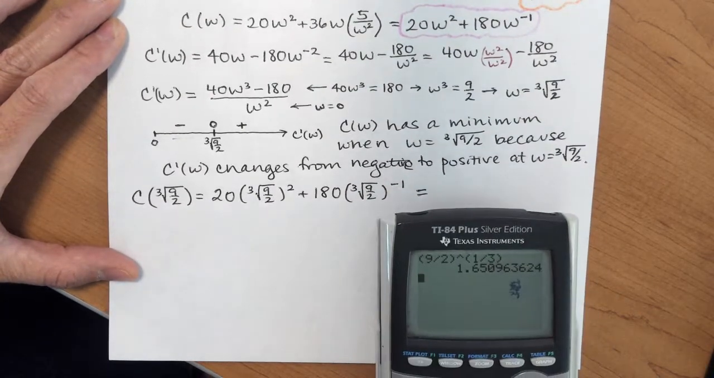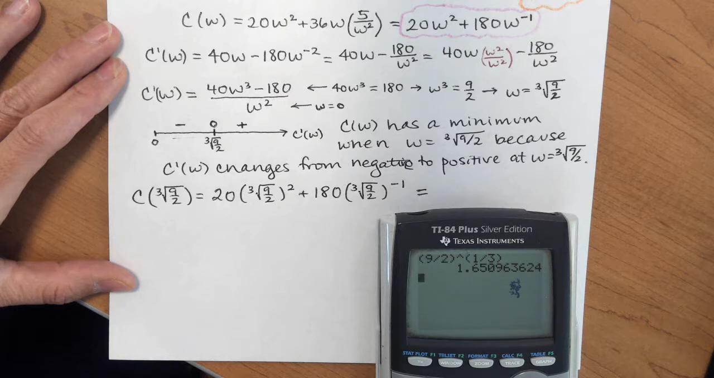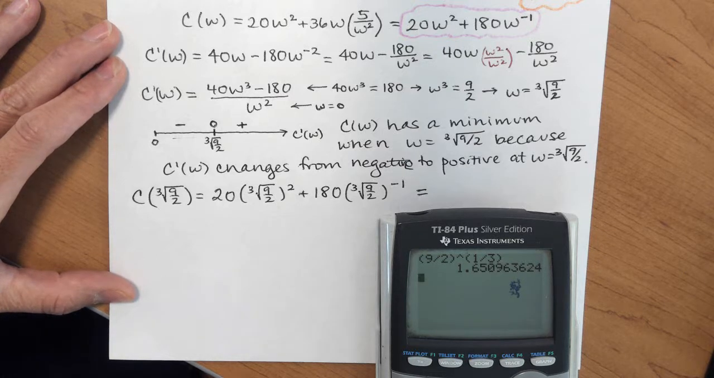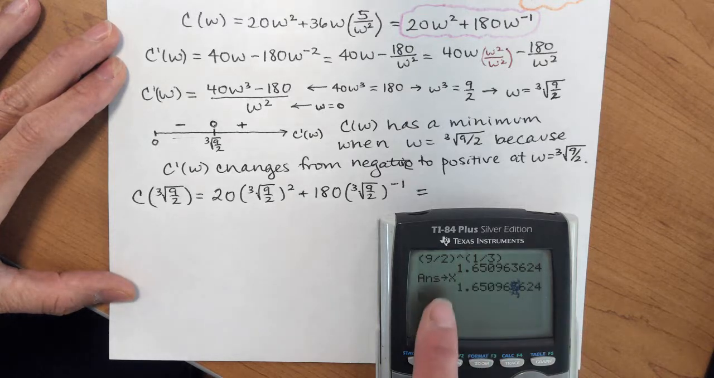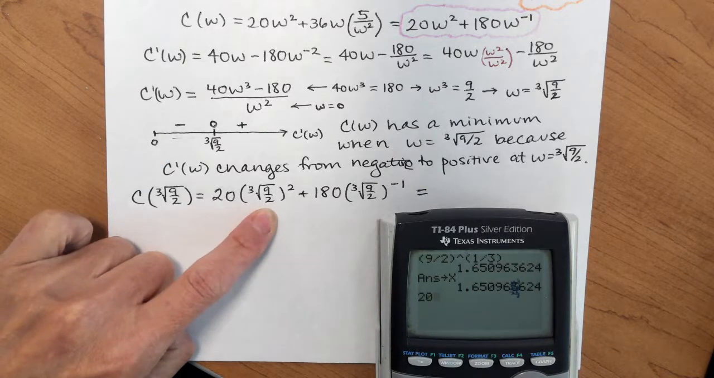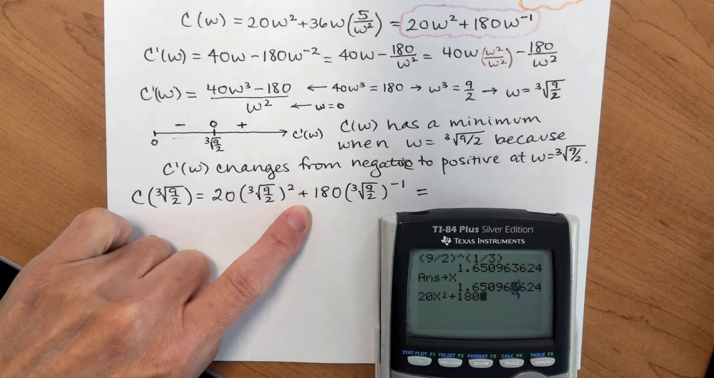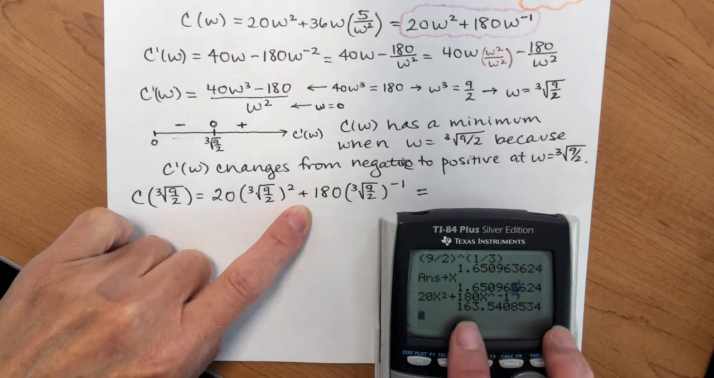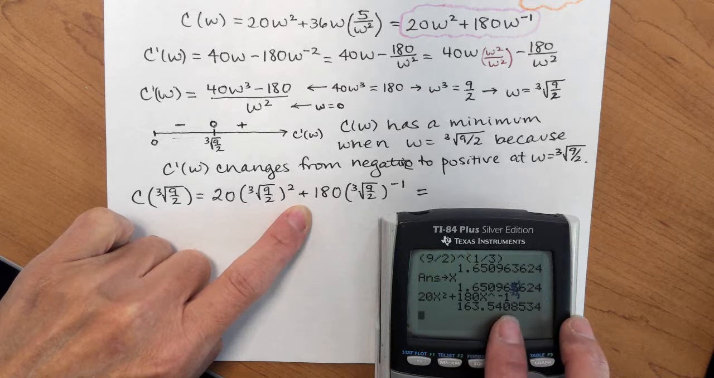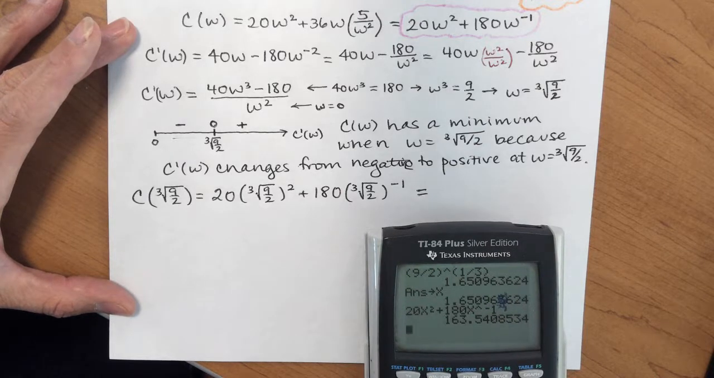So in the calculator, remember, you never want to use a rounded number. You always want to use an exact value or a stored value when calculating answers. So I'm just going to store that as x. I have the cube root of 9/2 stored as x. So I'm going to have 20 x squared plus 180 x to the negative 1. And I get 163.5408. But since we're talking about money, I'm going to logically round to dollars and cents.